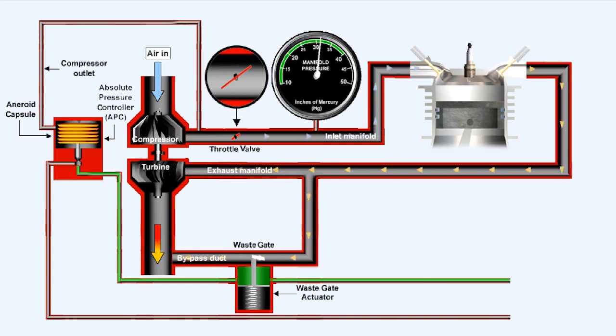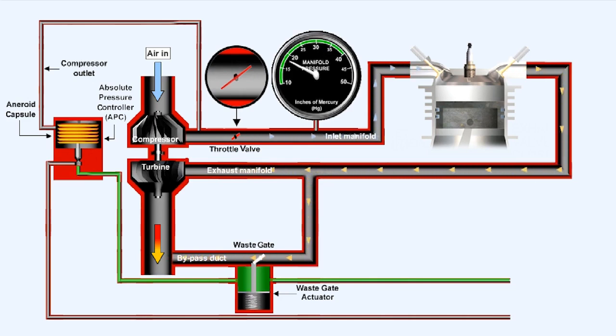The absolute pressure controller uses an aneroid capsule, which is sensitive to compressor outlet pressure, to control the oil bleed away from the wastegate actuator, thereby controlling the wastegate position to maintain the required compressor outlet pressure. The throttle valve is then responsible for controlling manifold pressure.